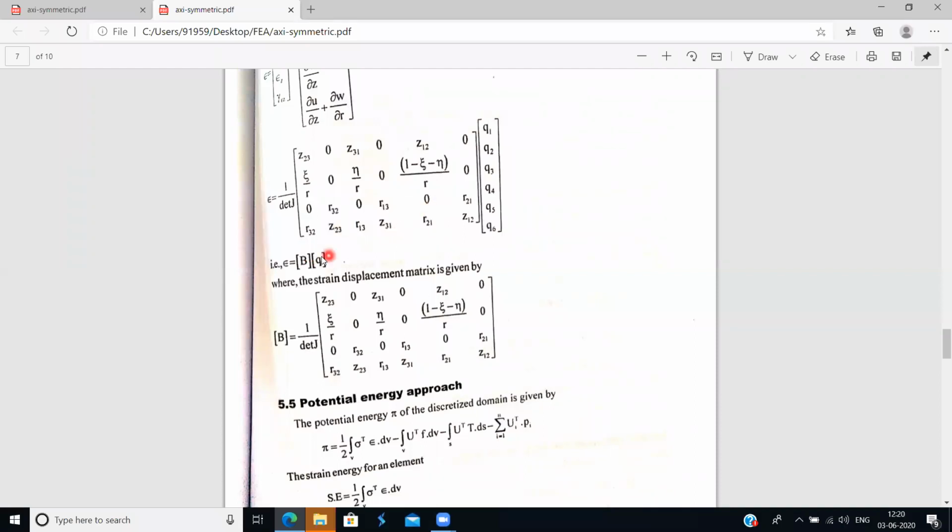Therefore this can be written as epsilon is equal to B into q, where B is the strain displacement matrix. Epsilon is equal to B into q, and B can be written as 1 divided by determinant of J into this total matrix. Up to here you have to derive in the exam, if they ask you to derive the stiffness matrix for an axisymmetric element. Up to this B matrix you are going to derive.